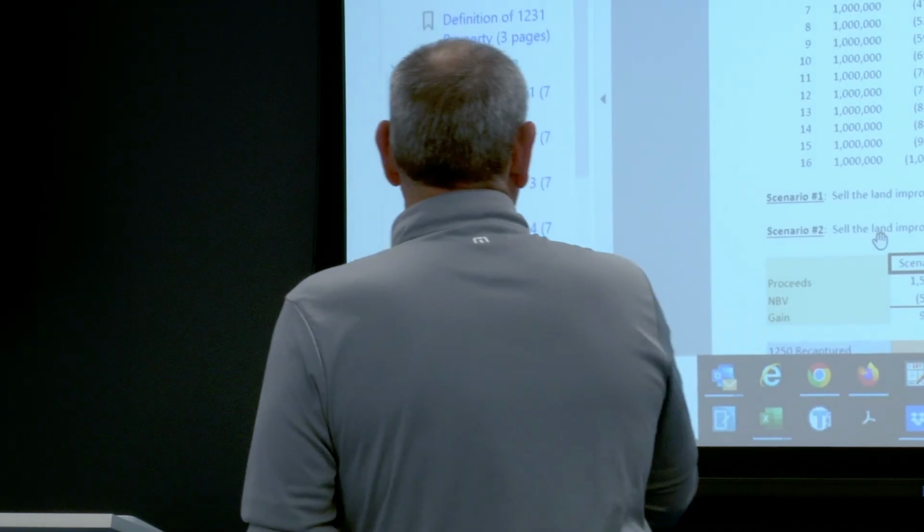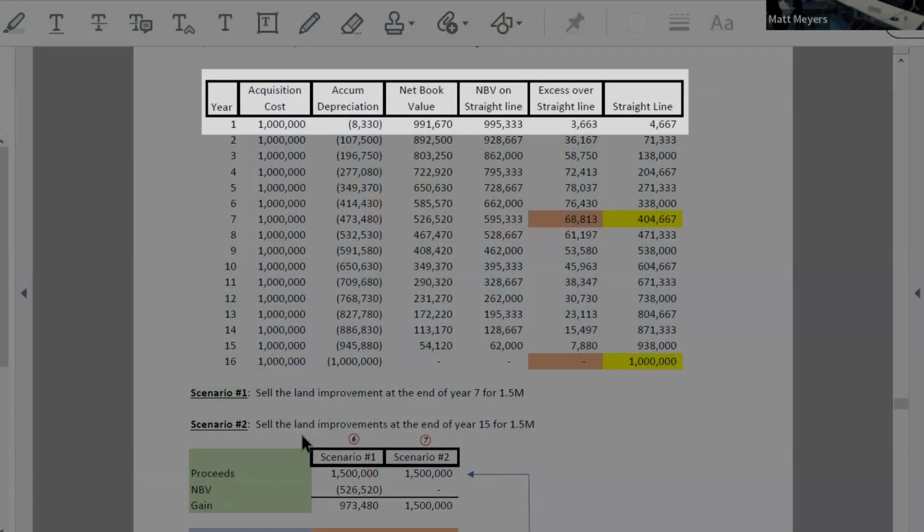So in this case, I'm saying that I have a building with an acquisition cost of $1 million, and I have accumulated depreciation of $8,330, and how I arrived at these numbers, I'll never know. Net book value at $991. Net book value on straight line would have been $995. Excess over straight line is $3,633. We'll come back to whatever this is. It's going to pop out, I'm quite sure.